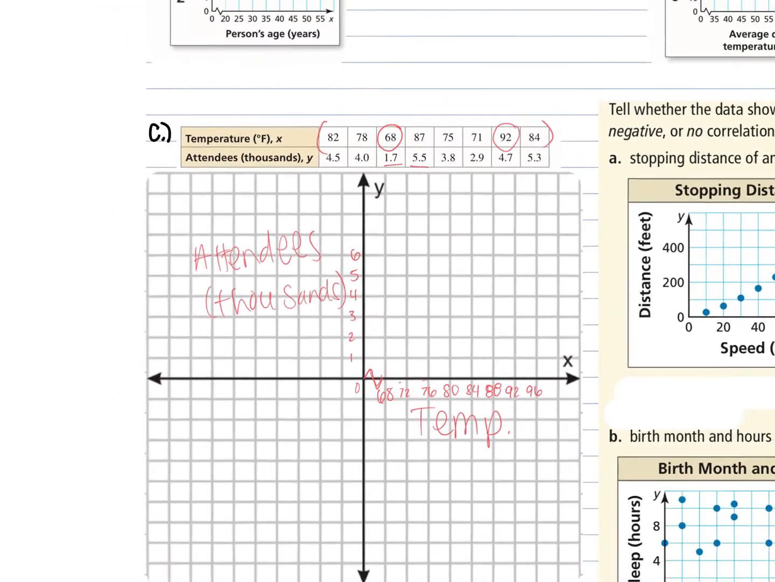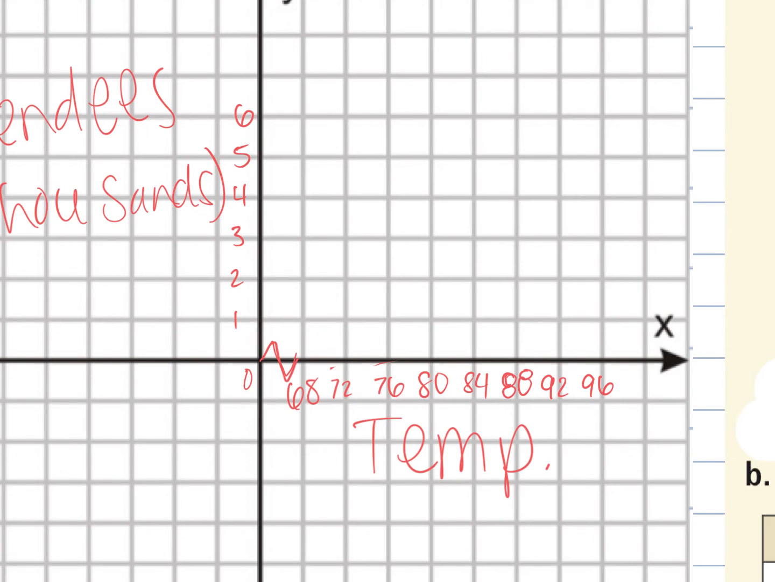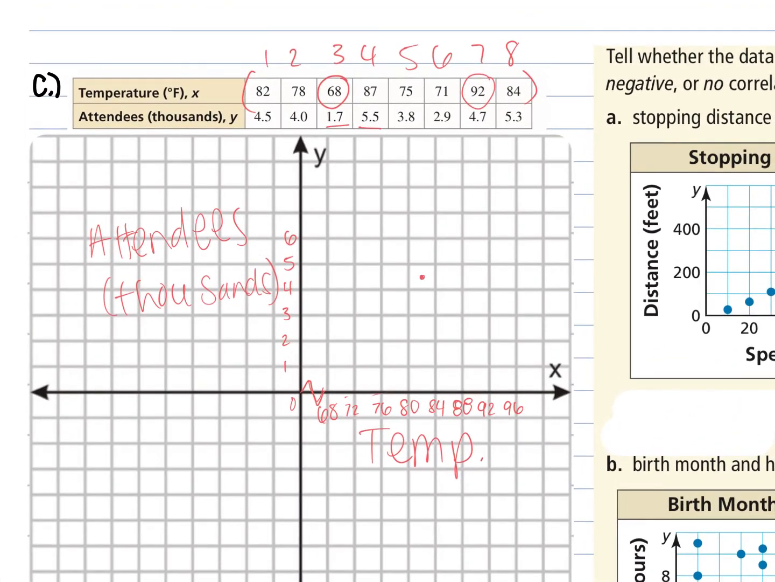All right. Yes, okay? So, now we have to fill in each of my points. How many points do I have from this table? There's 8 of them, okay? So we have to fill them in. So my first point is 82, comma, 4.5. So find 82. It's somewhere between 80 and 84, right in between them, and go to 4.5. There's my point. 1 down, 7 to go. 78, and then 4.0. 68, and then 1.7. So just below 2, but more than halfway between 1 and 2.